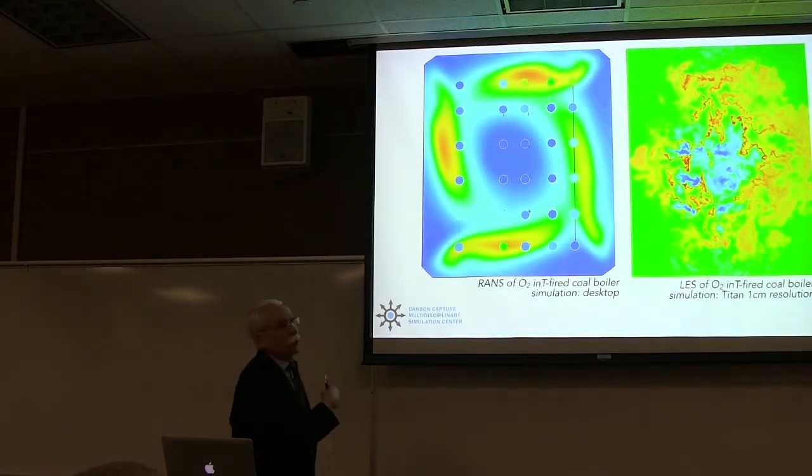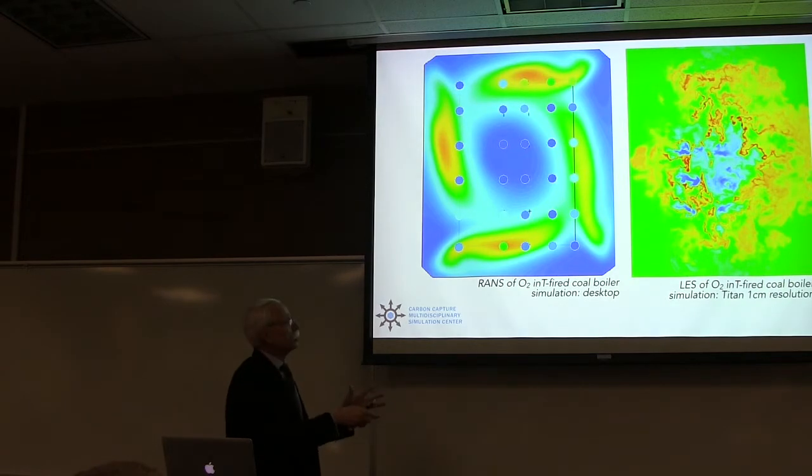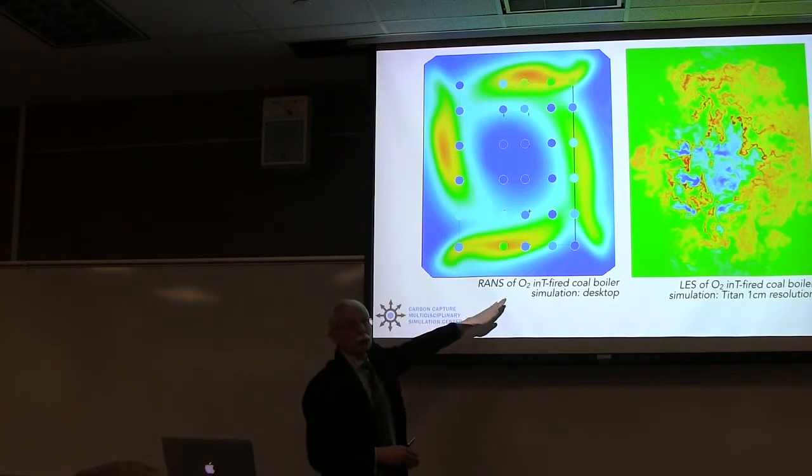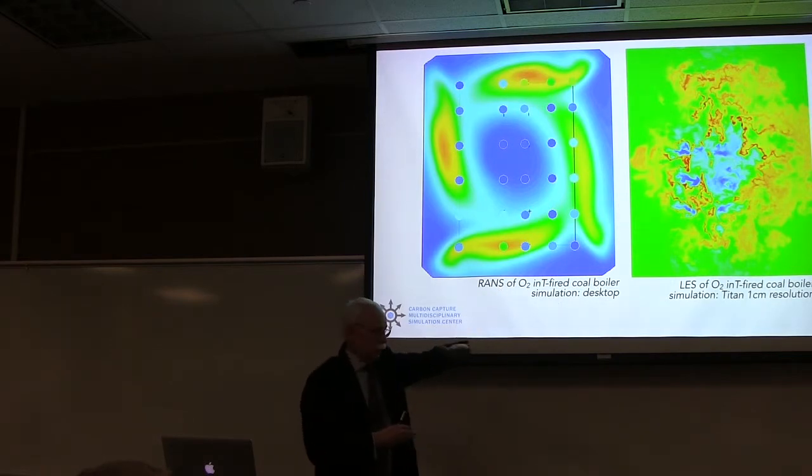A state-of-the-art simulation with existing technology would be shown on the left. This is a slice near where those burners were coming in from the corners. You're looking at oxygen concentration, just like you were looking in that dynamic simulation that I gave you. Horizontal slice.